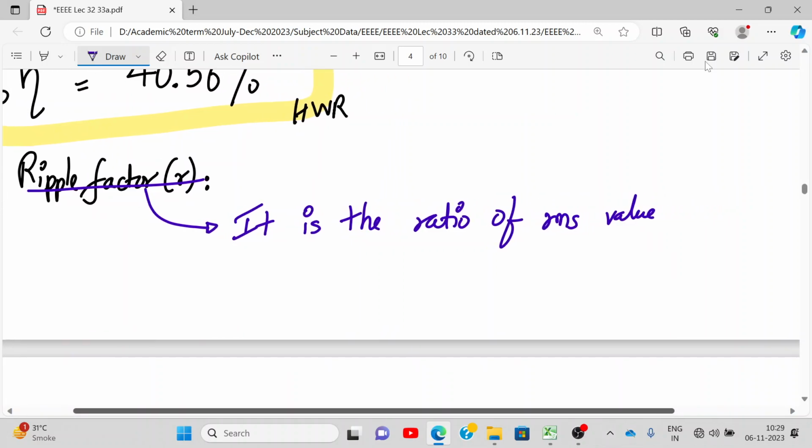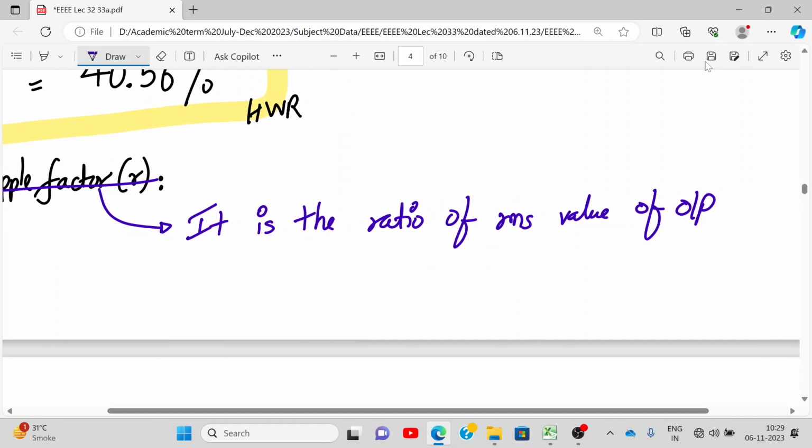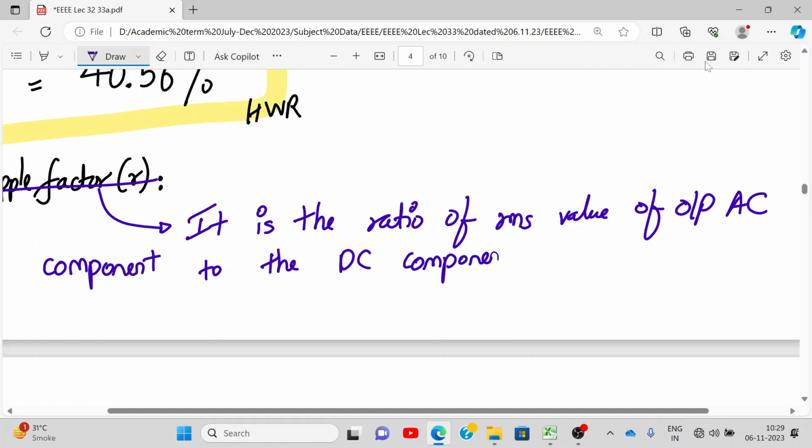It is the ratio of RMS value of output AC component to the DC component of rectifier output.